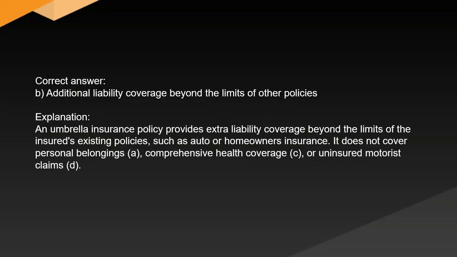Correct answer. B. Additional liability coverage beyond the limits of other policies. Explanation. An umbrella insurance policy provides extra liability coverage beyond the limits of the insured's existing policies, such as auto or homeowners insurance. It does not cover personal belongings (A), comprehensive health coverage (C), or uninsured motorist claims (D).